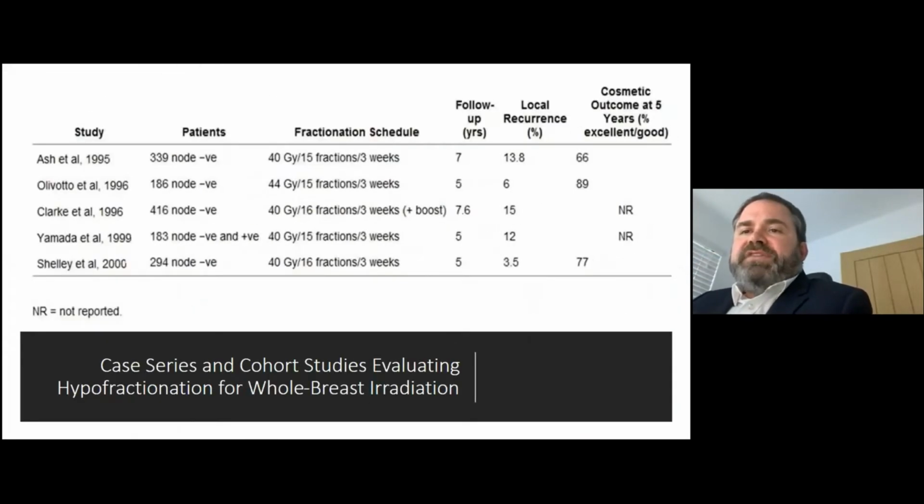As with many evidence points in oncology, often the first evidence we begin to accrue is case series and cohort studies evaluating outcomes. And you can see here from these early case studies and cohorts that there seem to be equivalents in terms of low local recurrence and reasonable cosmetic outcomes at 5 years. Next slide.